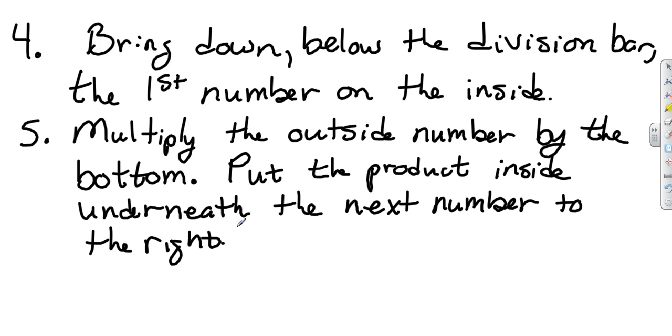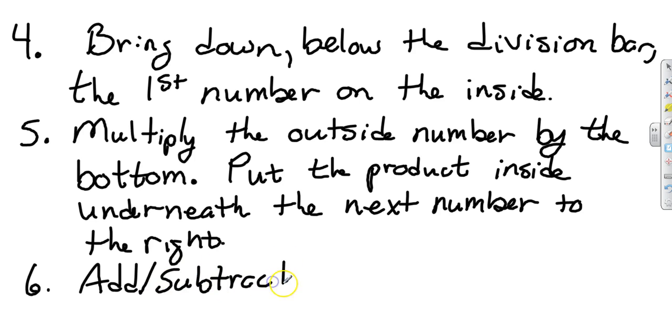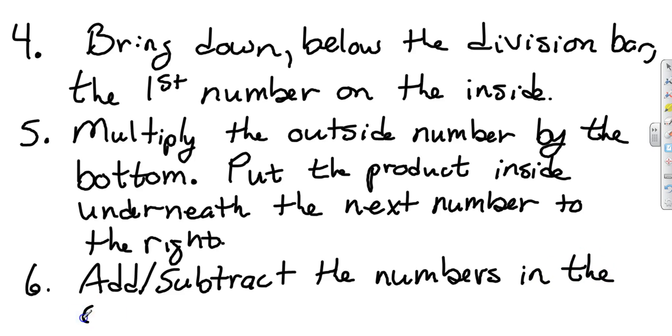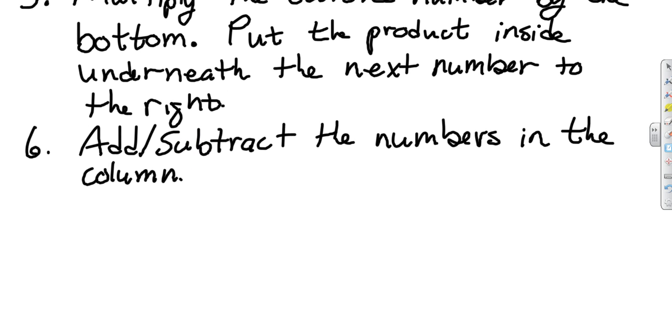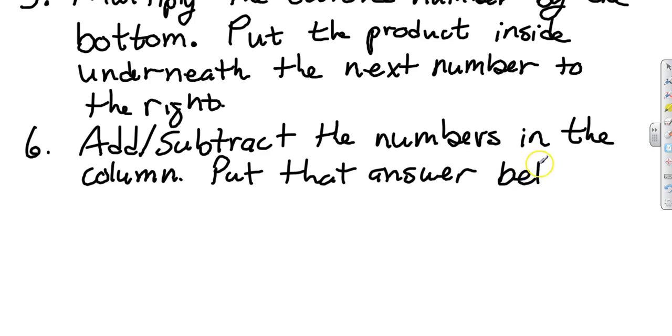And here's where you actually get to do the first little bit. Now, we're doing multiplying. Step 6 then is you're just going to add these two numbers in the column, or subtract depending on what the sign is. So either add or subtract the numbers in the column and put that answer below the division bar.